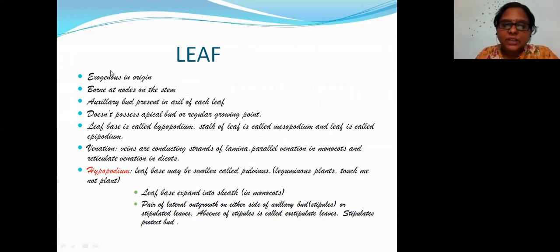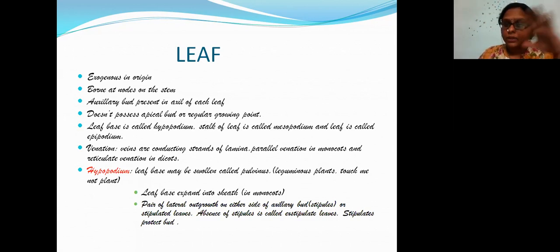So leaf, it is exogenous in origin, like it is an outer part, born at nodes on the stem. Always the leaves will come out from the nodes. Axillary bud present in the axil of each leaf. Students, I have not taken the leaf diagram actually, right? When you see the leaf, down to the leaf you will have the bud, that is the stem portion to which this leaf is attached. Those buds are called the axillary buds.